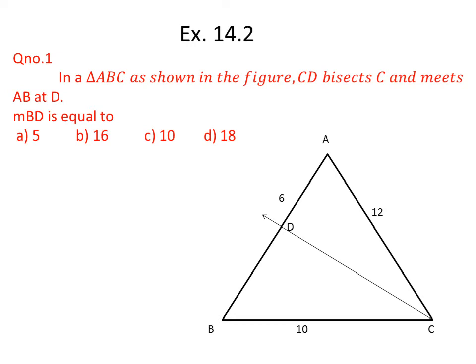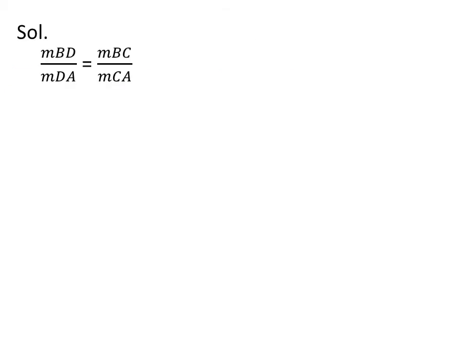You can see a triangle ABC on your screen where the bisector of angle C is CD, which bisects the side AB at point D, and you can also see that the side AC equal to 12 cm, side BC equal to 10 cm and AD equal to 6 cm. We have to find measure BD. For this we will write firstly measure BD over measure DA equal to measure BC over measure CA. Here we put the values of measure BC, measure DA and measure CA.